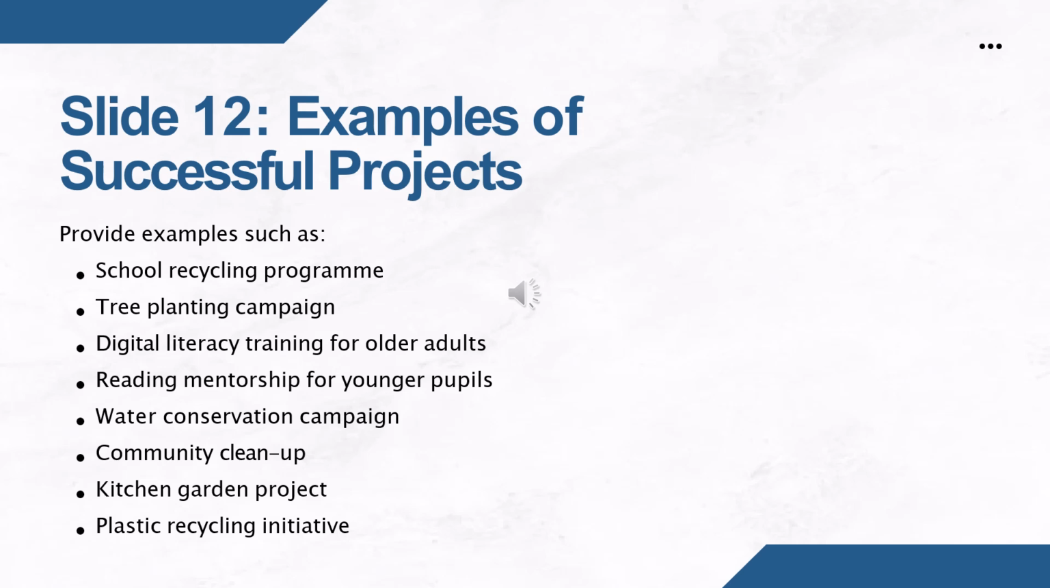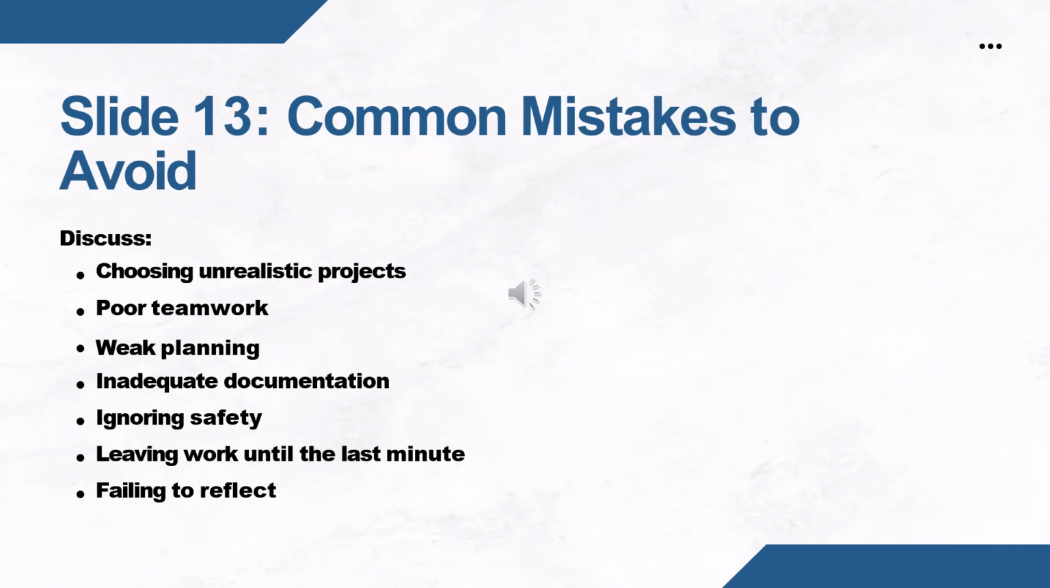These examples show that every learner has the ability to make a positive difference by working together, identifying community needs, and applying the skills learned in school. Learners can create a project that benefits both themselves and the people around them. Here are some of the common mistakes to avoid.